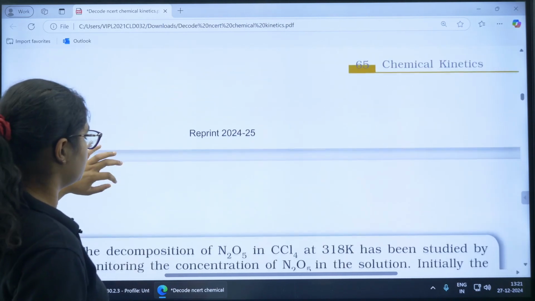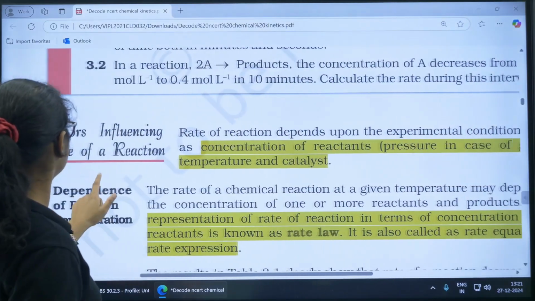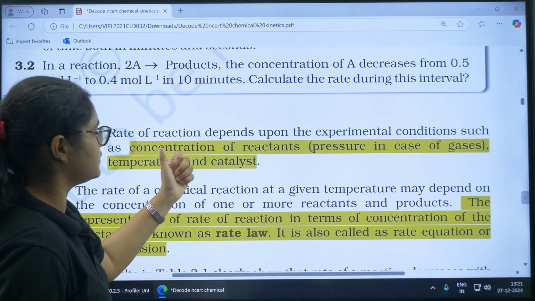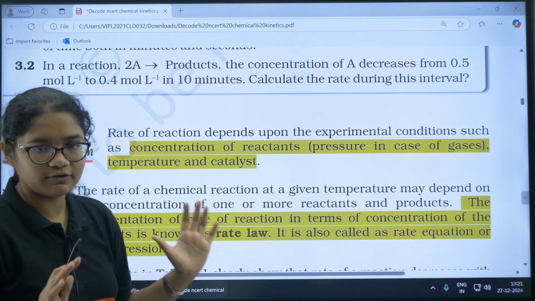Now if we move forward, next we have the factors affecting the rate of a reaction. We have already seen that, but again here we have the concentration of the reactants, temperature and catalyst. These are the main important factors.